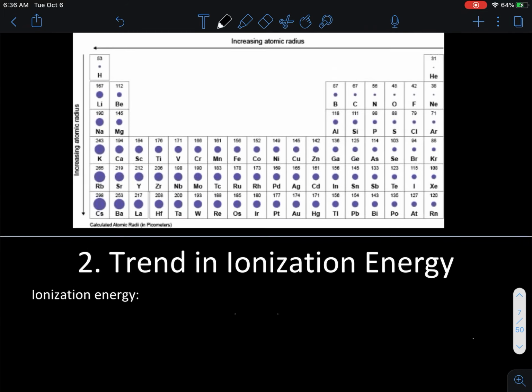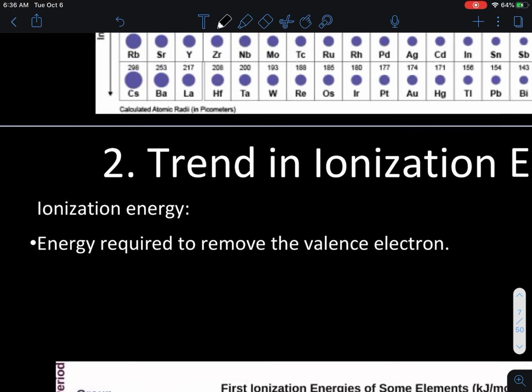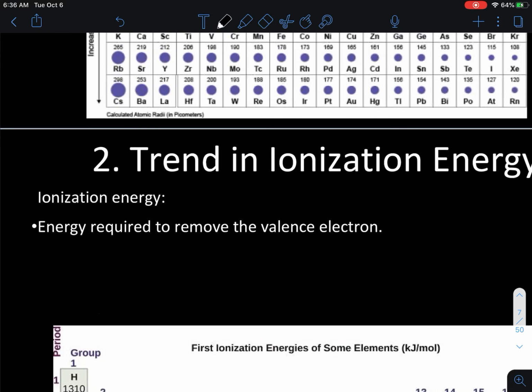Another trend that we see is about ionization energy. And so we've got to figure out what is ionization energy. This once again brings us back to the idea of the valence electron. Ionization energy is the energy required to remove a valence electron.